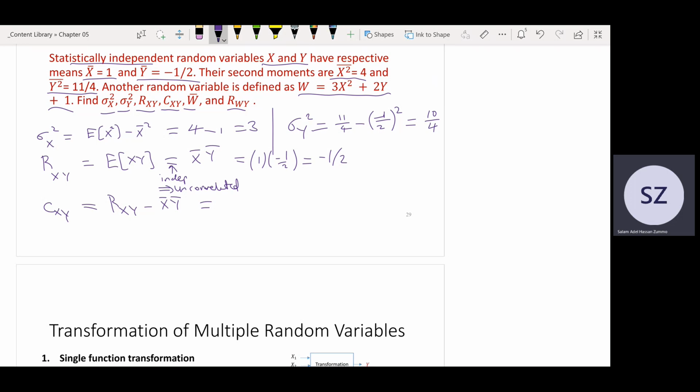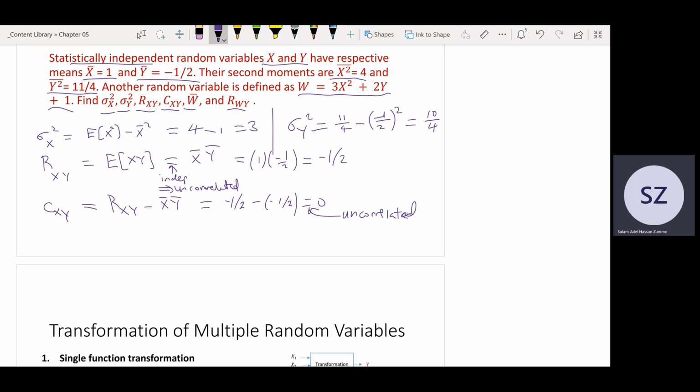But anyway, one person didn't notice. Let's do it. Rxy, which is minus half, right? Minus half, which is already calculated, which is 0. And we know that this is 0 because uncorrelated. So we knew that before.